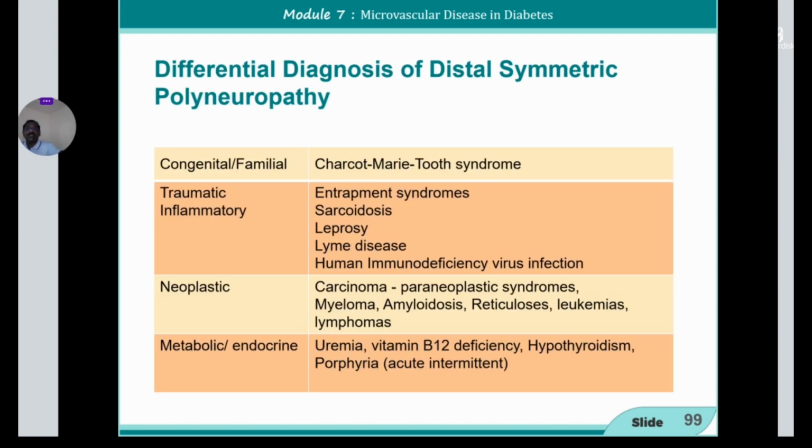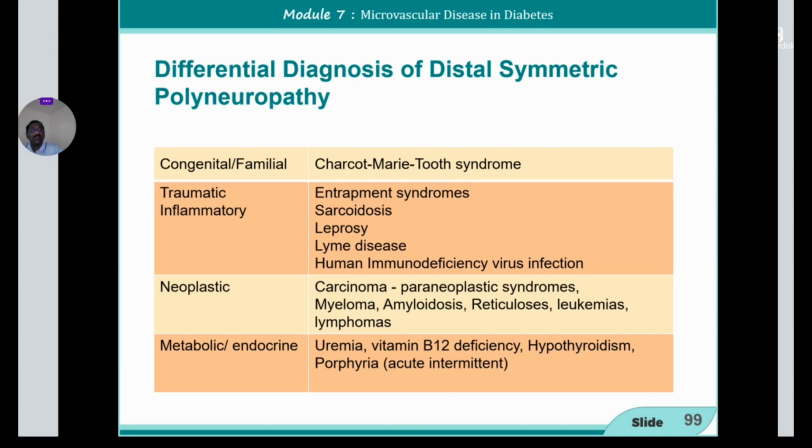So the differential diagnosis of distal symmetrical polyneuropathy, this is the most common form of polyneuropathy. Not all are because of diabetes. Sometimes it may be congenital and familial, and the name given to the syndrome is Charcot-Marie-Tooth syndrome. Traumatic or inflammatory: entrapment syndromes, sarcoidosis, leprosy. Even today, a lot of people in India are leprosy positive.